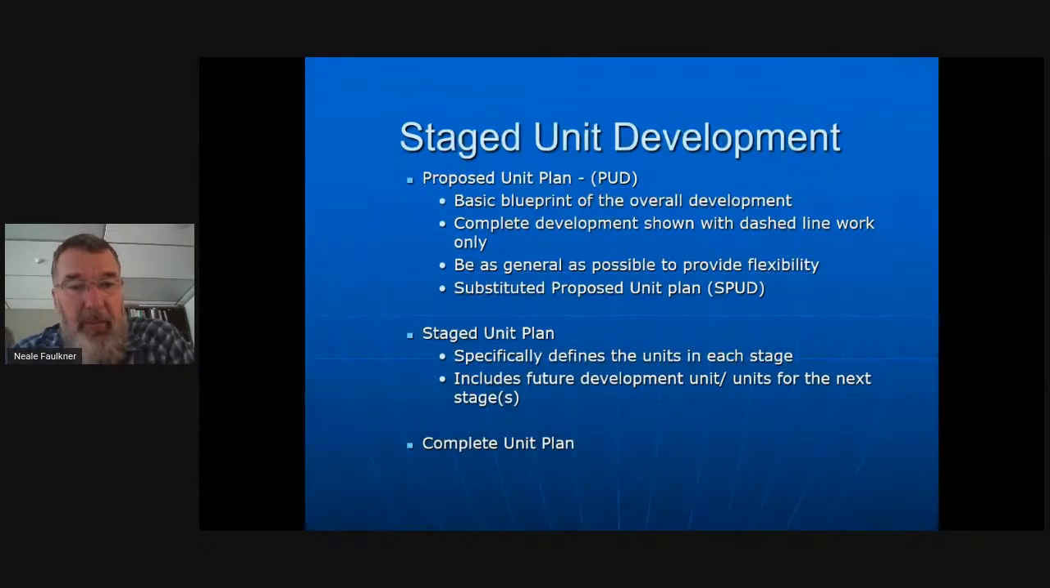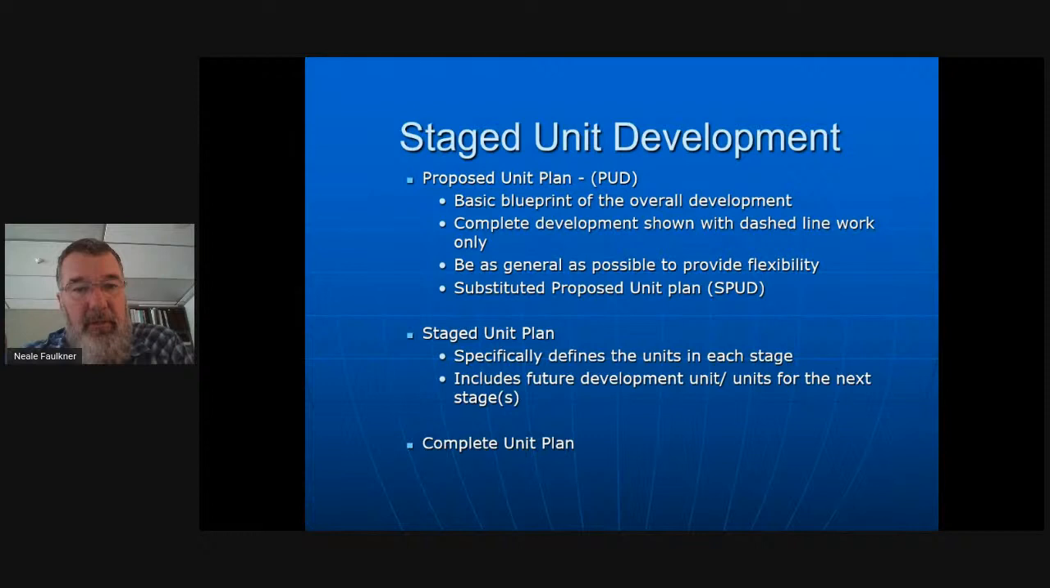And then comes the complete plan. You can have a number of staged plans, but you'll get to a complete plan at the end of the day when the last stage is done, and that complete plan effectively supersedes all of the staged plans and the PUD plan. So they disappear, and the complete plan will be the only plan left at the end of the day, which will compose the whole of the development.